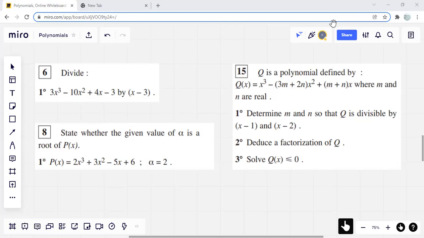Today we'll be solving exercise 6, part 1, exercise 8, also part 1, and exercise 15. Exercise 6 and 8 also have parts 2 and 3 in them, so you'll take those as homework for Tuesday. So let's start with exercise 6.